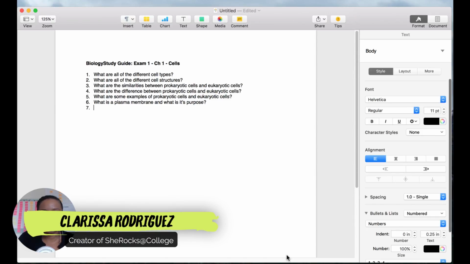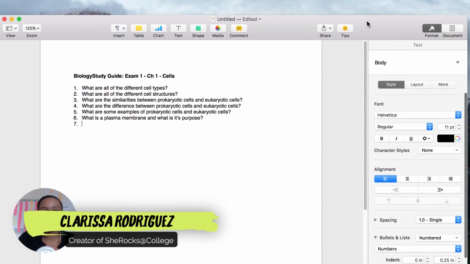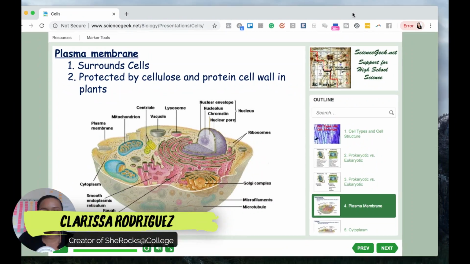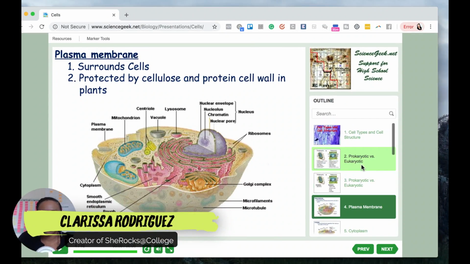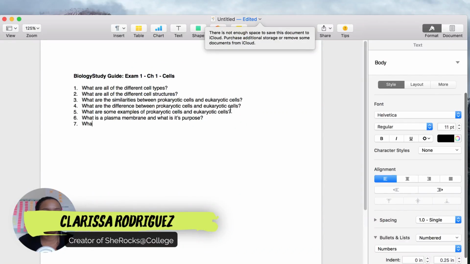All right, I lost my PowerPoint slide here. Here we go. All right, so the next PowerPoint slide is the cytoplasm. That's the title here. So I'm just going to create a question based off of this. What is the cytoplasm in a cell?